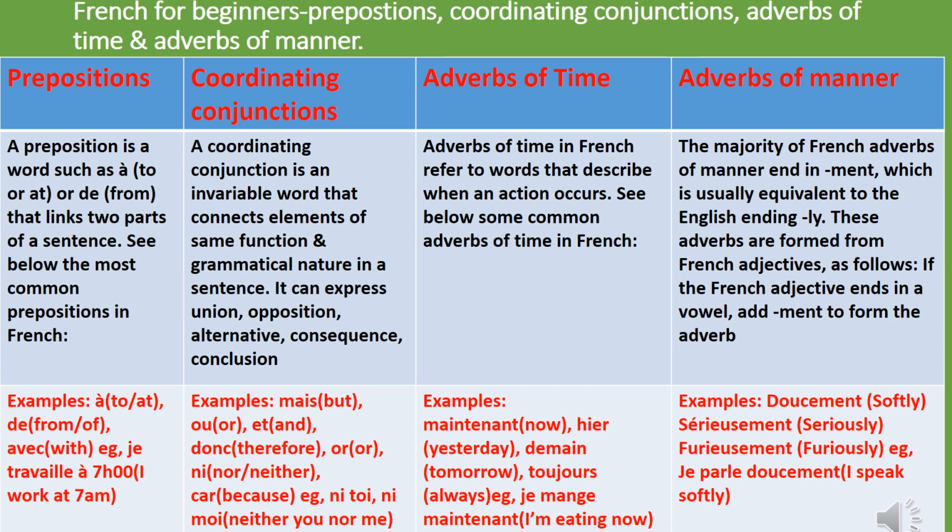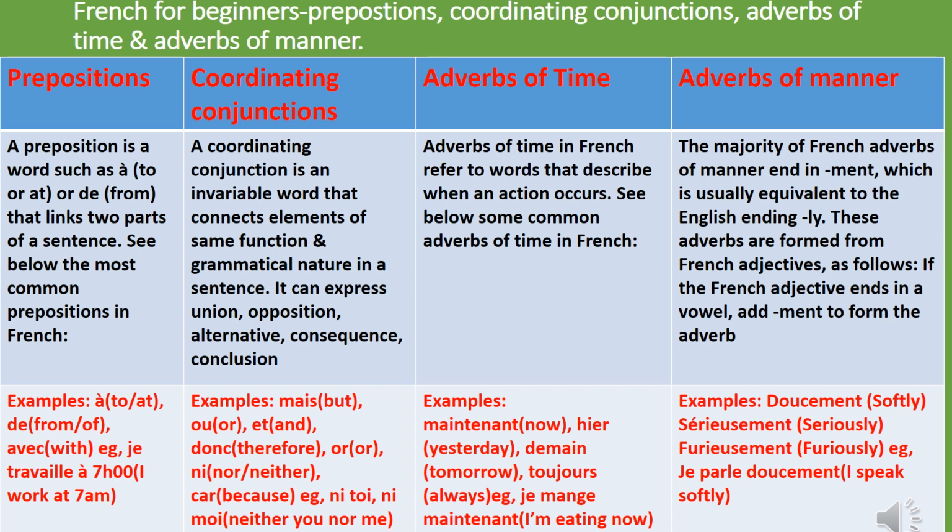Okay. Next, we are going to look at the coordinating conjunctions. A coordinating conjunction is an invariable word that connects elements of the same function. Invariable means a word that cannot change. Variable means change. Invariable, a word that cannot change. It connects elements of the same function. So in grammar, it's a sentence of the same nature. For example, you say I work and play. You see, work and play, like Mark was saying.